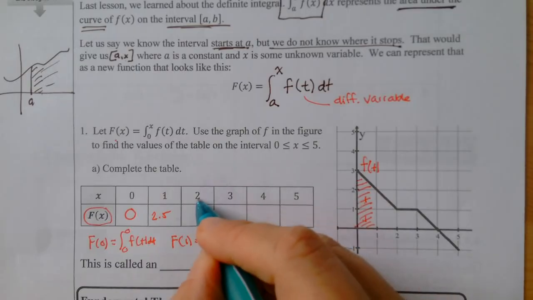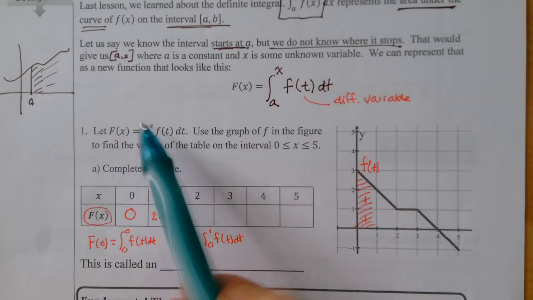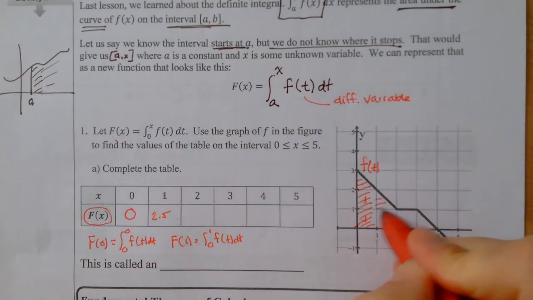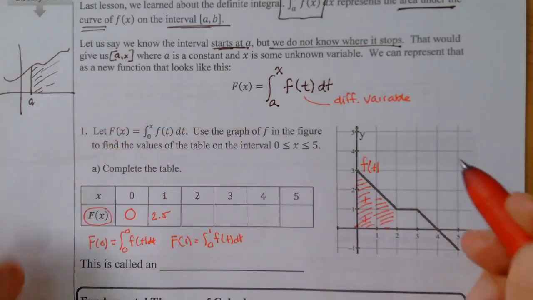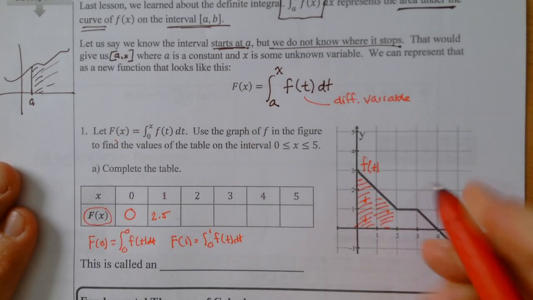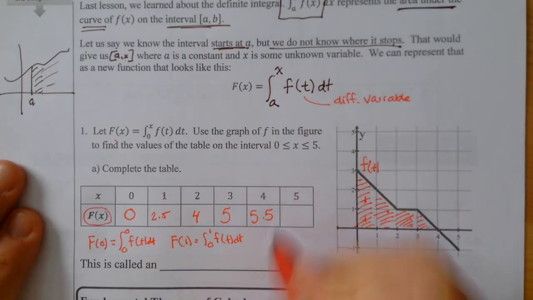Now we want the area from 0 to 2. So we're going to accumulate f of t from 0 to 2. I'm starting at 0, and I'm going to add up all the area up until 2. Picture that Pac-Man, it's just going to eat up area as it goes. I think I could just count these: 1, 2, 3, and those 2 halves make a 4. Then I'm going to eat up the area to 3, and that's just going to get me 5. I'm going to eat up some more area. It's another half, so that's a 5.5.